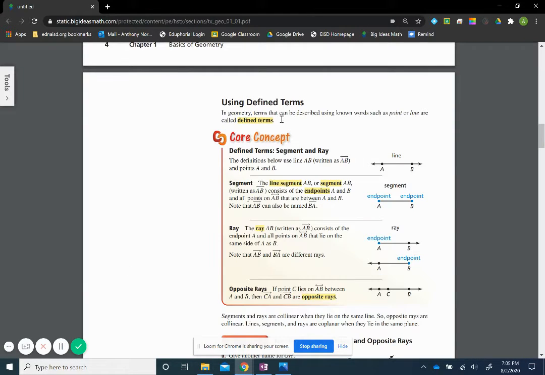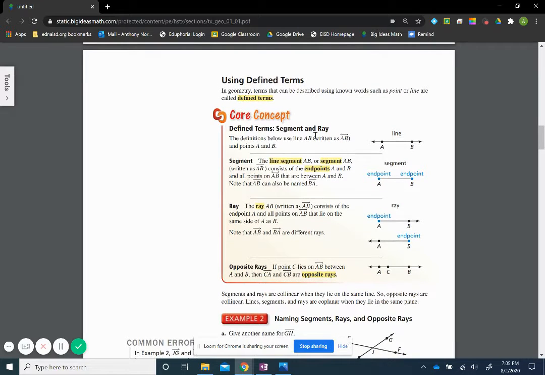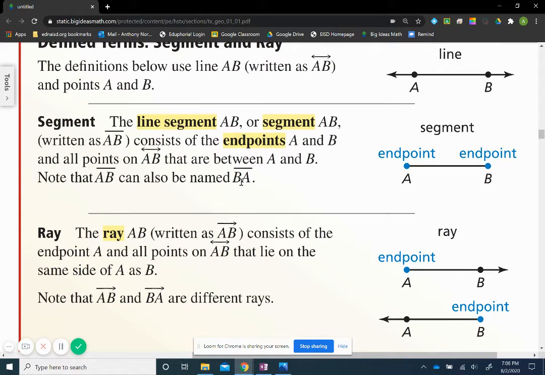Now we're going to define terms. These terms are going to have a much more specific definition. They're going to be a lot more exact. The words we're going to define are segment and ray. We'll start off with a segment, or a line segment. A segment consists of endpoints. That means it has 2 points at the end. That means it's just not going forever. If we notice the way that it's written, a line has 2 arrows. A segment, or a line segment, does not. Just like a line, a segment can be written in any direction.